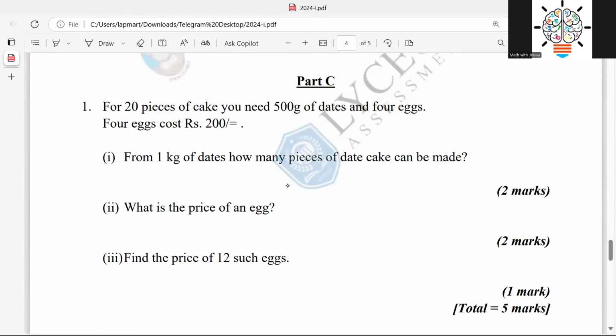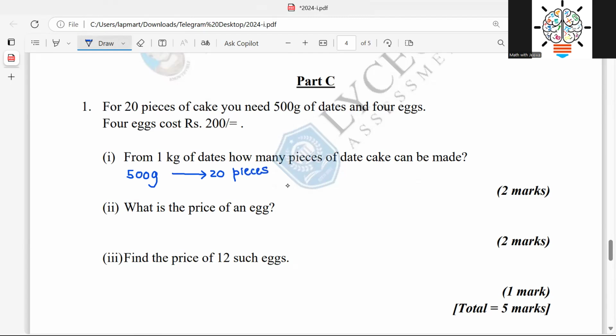For 20 pieces of cake, you need 500 grams of dates and 4 eggs. 4 eggs cost 200 rupees. From 1 kilogram of dates, how many pieces of date cake can be made? Now, with 500 grams of dates, you can have 20 pieces.